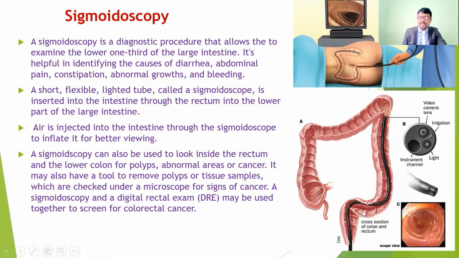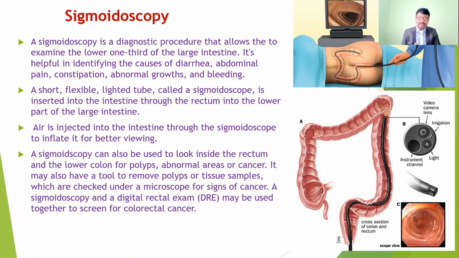So here also we are going to send a small flexible tube. It is inserted through the rectum into the lower part of the large intestine. From the anus and rectum until the sigmoid colon, we are going to visualize any abnormality in the lower gastrointestinal tract. Also, air is injected into the intestine through the sigmoidoscope to inflate it for better viewing. Sometimes if the imaging is not clear, doctors send air inside the colon.